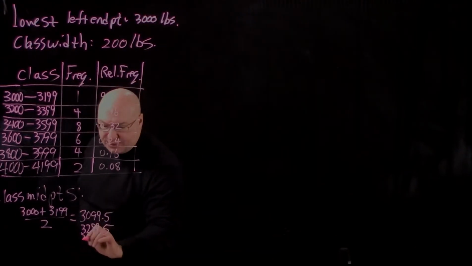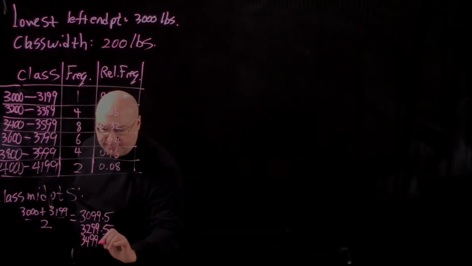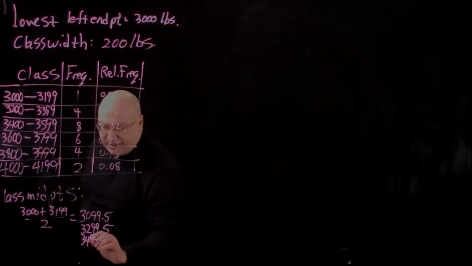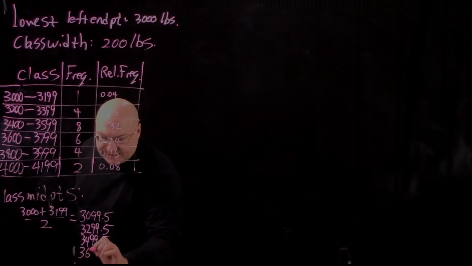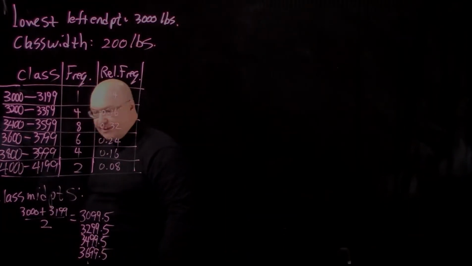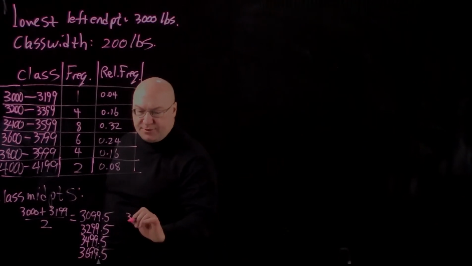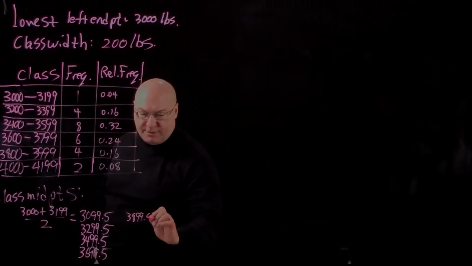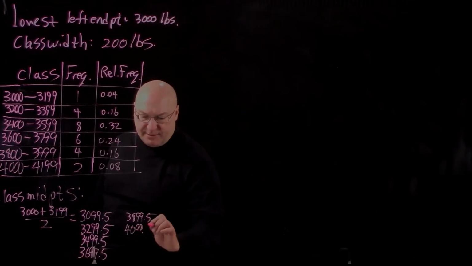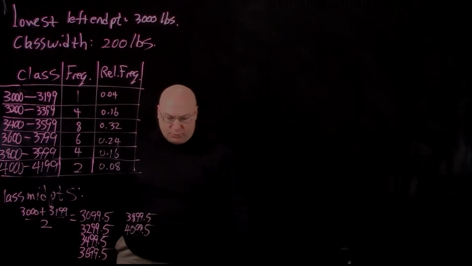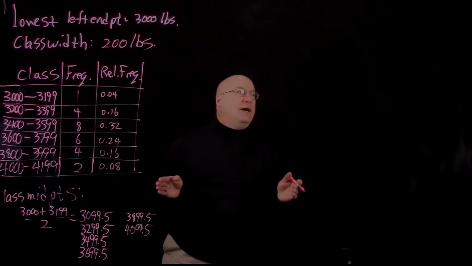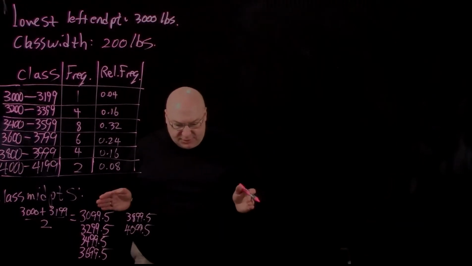And then 3,499.5 for the class midpoint there. And let's see, I can get maybe one more in, 3,699.5 for that one. And I guess I got to go over here now. 3,899.5, and then 4,099.5. There are my class midpoints. That will help me draw my histogram, which I may not do here. I may just leave you to do that.